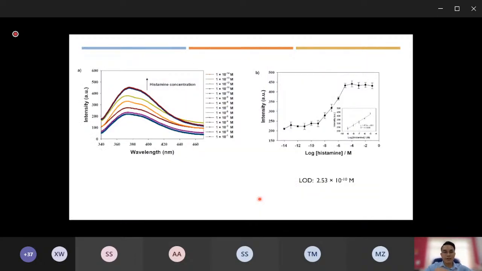So here is the linear range. We ran about 14 different concentrations, so the working range of the sensor is between 10^-5 and 10^-9. So we replotted again to get the LOD. The LOD that we obtained is 2.53 × 10^-10 molar, which is quite good as compared to other literature reported.